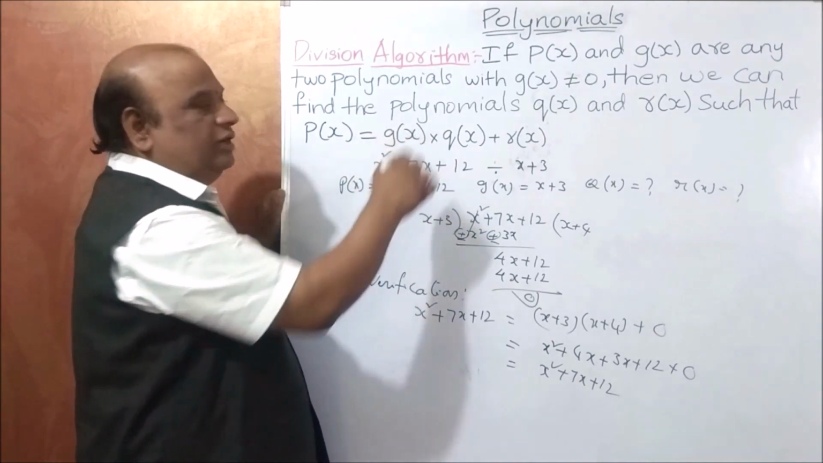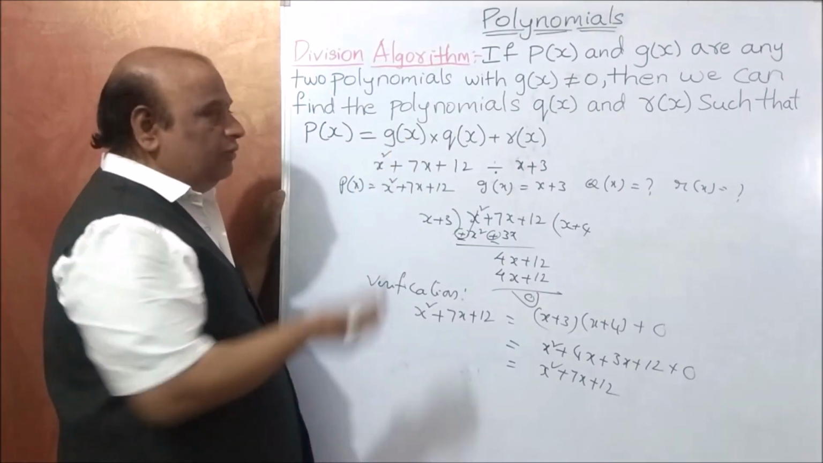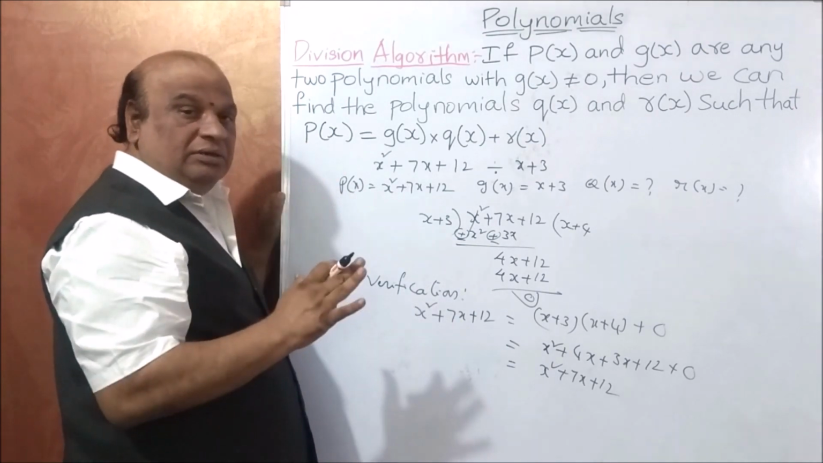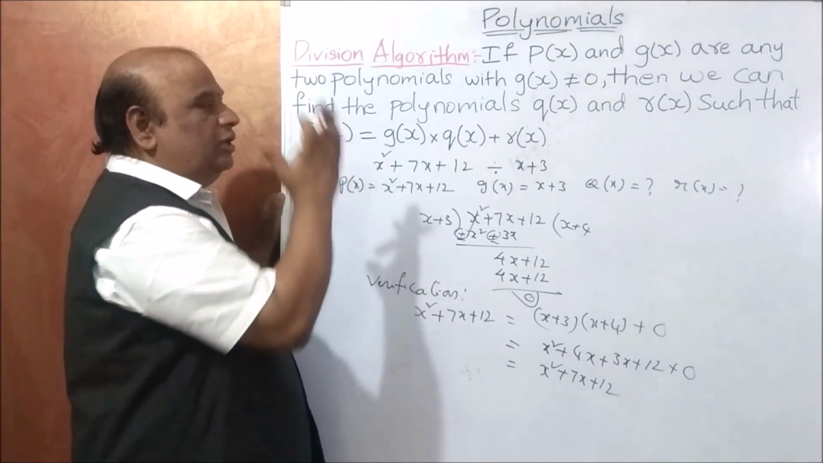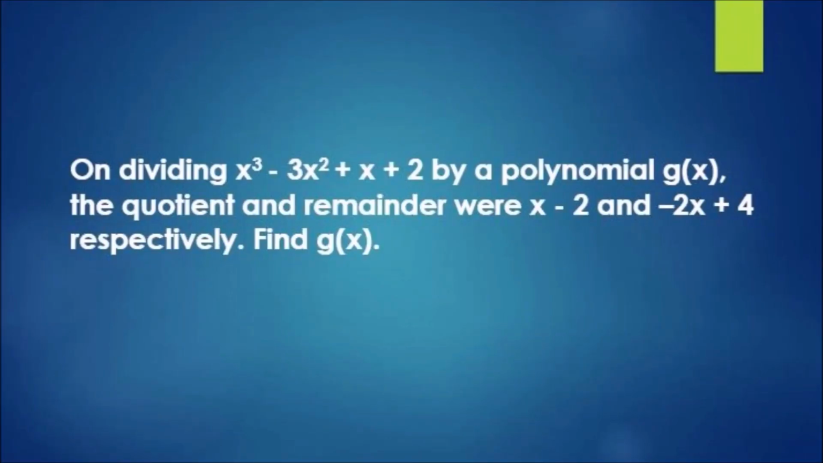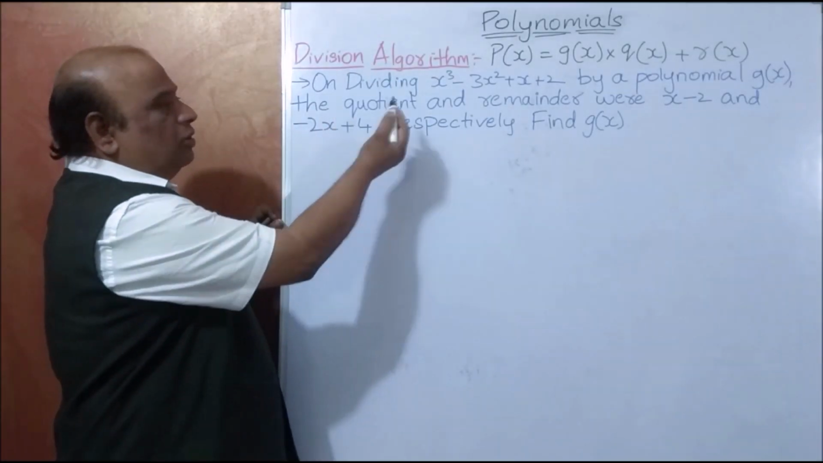So this is called the division algorithm. If p of x and g of x are given, then we can find q of x and r of x. Here is one more question.